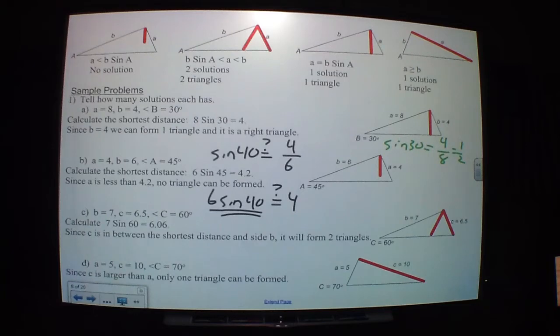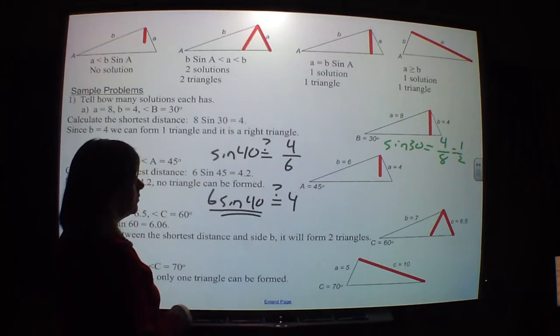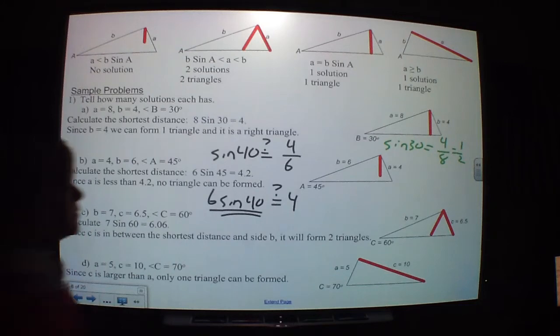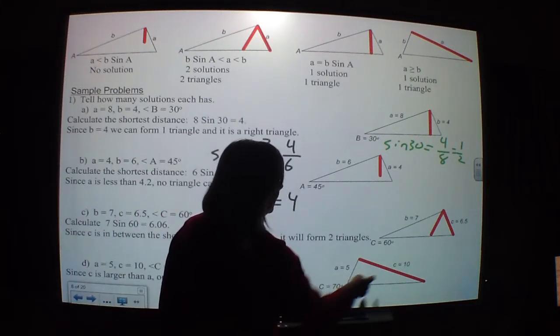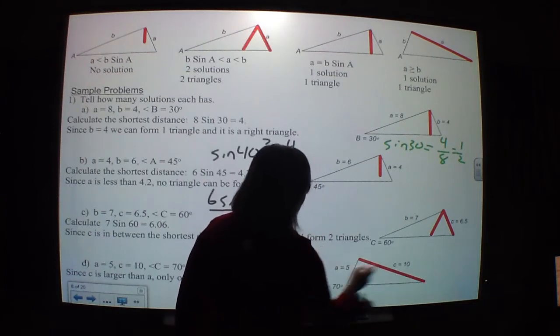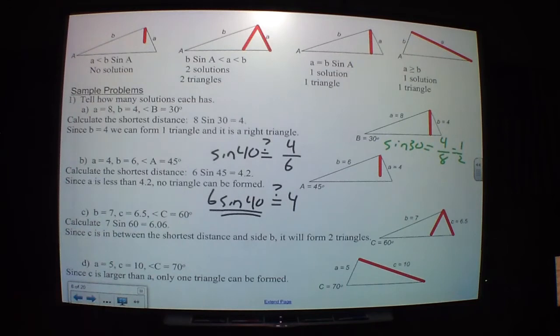And then the last one, you can just look here. You don't even have to do the calculation. You can if you want. You could do 5 sine of 70, and you'll see the minimum distance to make a right triangle. But all you really have to do is look at this. This side is 10. It's larger than that side, which is 5. So you can only do one triangle that swings out.